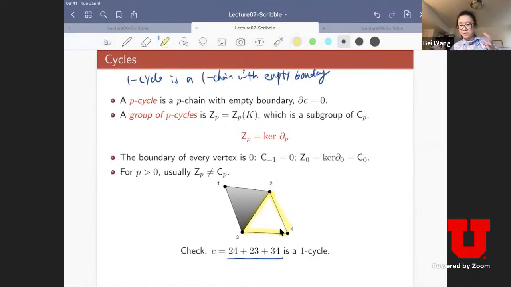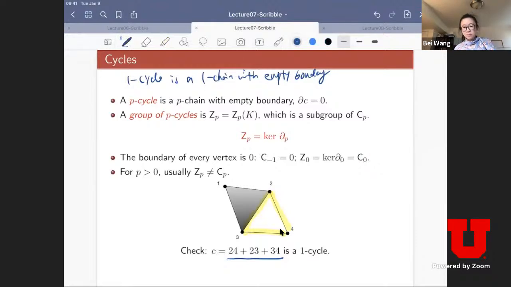Remember the English definition of a cycle. It starts from some origin and comes back to itself. That's the definition of a cycle, okay? Here, the definition of a cycle from the algebraic operation is to say if I take the boundary and the boundary is 0, it's a cycle. Why? Because the beginning and end are the same, which means every vertex in this chain is visited twice, so it has a 0 boundary, and it's a cycle. Okay.